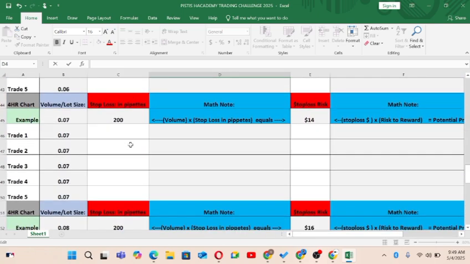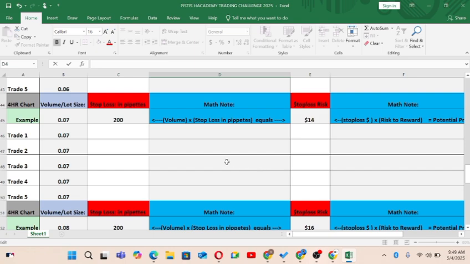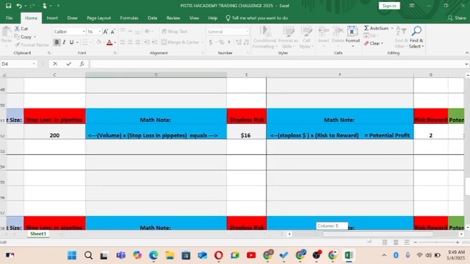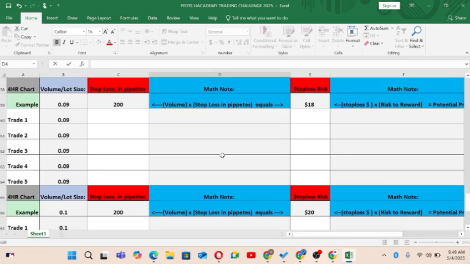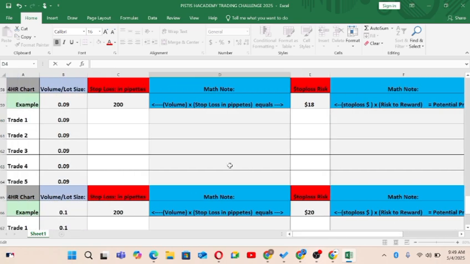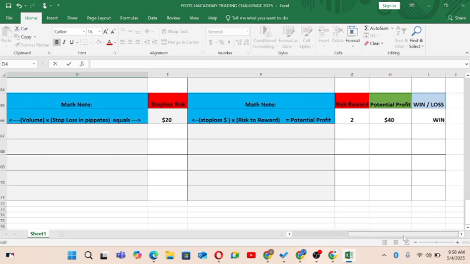We move to the next one, and our stop loss now is 14, and what we want to get is 28. And we'll come to this place again. Our stop loss now is 16, and by the time we multiply by 2, we're having 32. Again, our stop loss is 18, and all things being equal, we'll be having 36 as our returns. So imagine we come to this last part, which will make our lot size 0.1, and our stop loss will be 20, and by so doing, our return will be $40.